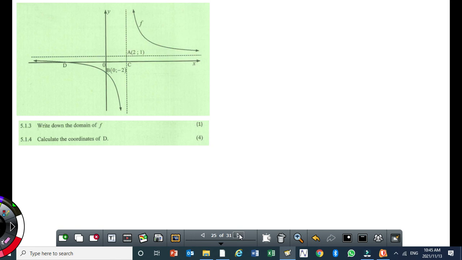Remember, what is domain? It's the set of all the x values. So x will never be the value of x in the vertical asymptote. So 5.1.3 is going to be x is an element of real numbers, but x is not equal to 2. That's the best way of writing your domain. That's the best way. Okay?